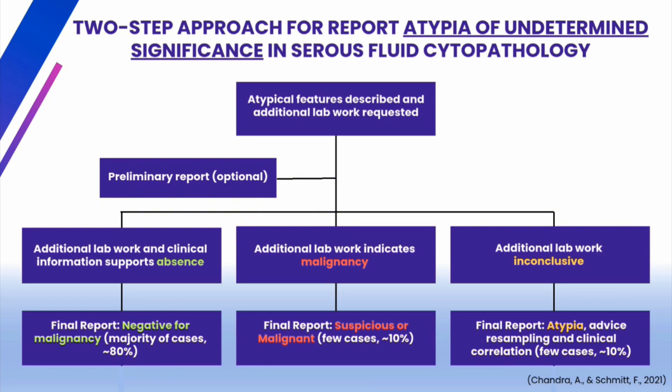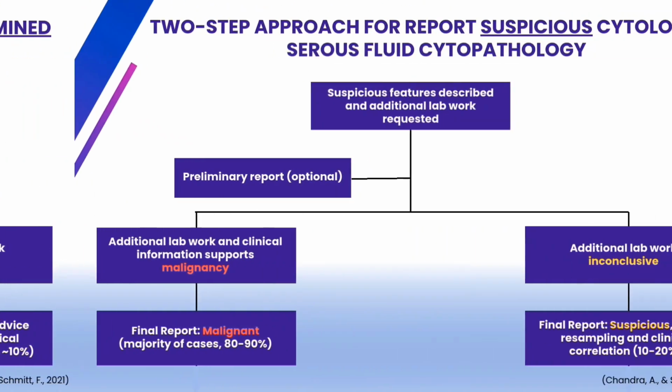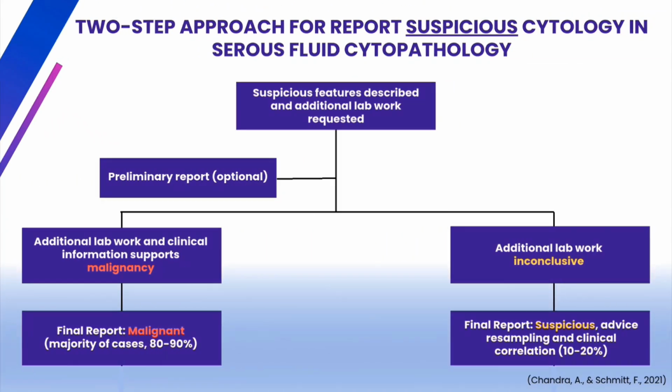If these tests support the absence of atypical features, then the final report would be negative for malignancy. And if they indicate malignancy, then the final report would be suspicious or malignant. And if the additional lab work is inconclusive, then the final report would be atypia, where another resampling and clinical correlation is advised. That is the two-step process for AUS. And for the next slide is the two-step process of suspicious for malignancy.